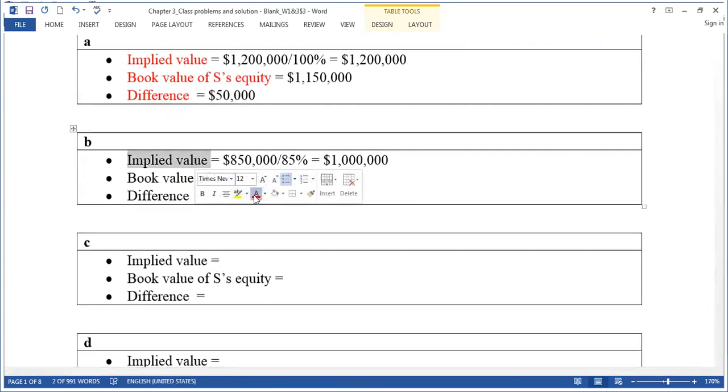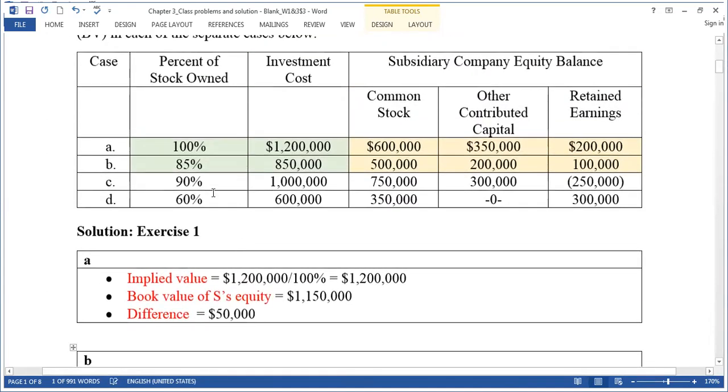So calculate implied value, book value, and the difference. So we can go through this way, very easy.